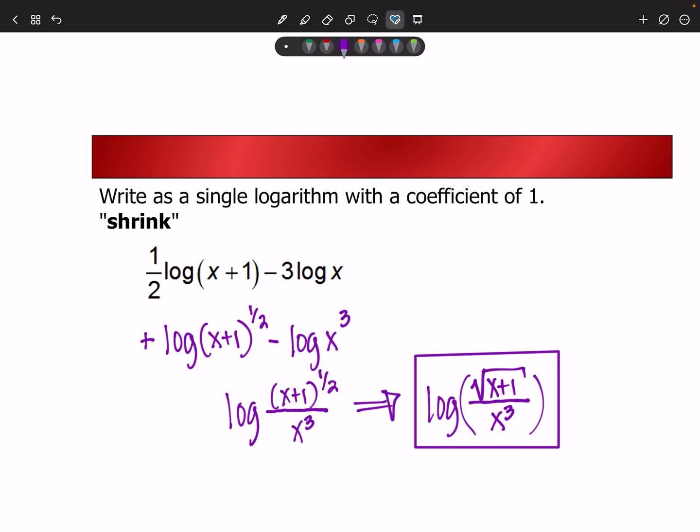And remember, I don't have a subscript of 10 right there because it's the common logarithm. If that subscript is missing, that means that we're working with a base 10.